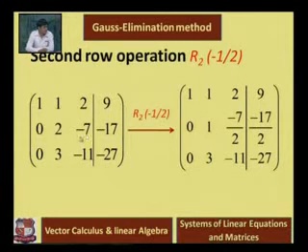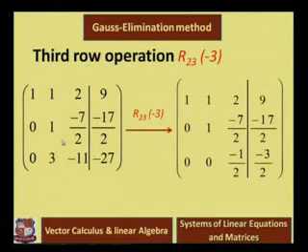After converting this matrix, now see this position, that is 2, the position of the second leading one entry, but there is still a 2. So to convert that 2 to the leading one, we take the operation R2 minus 1 by 2, that means divide the second row by minus 2, and the resultant matrix is 1, 1, 2, 9, 0, 1 minus 7 by 2 minus 17 by 2, 0, 3 minus 11 by minus 27.